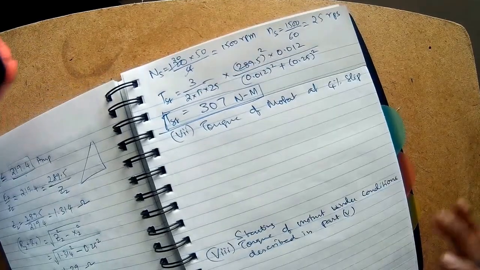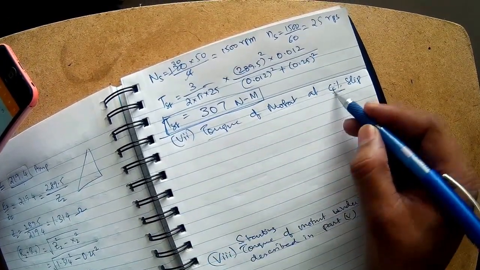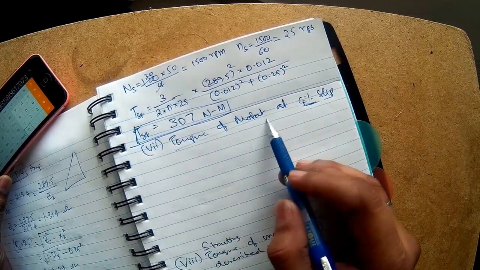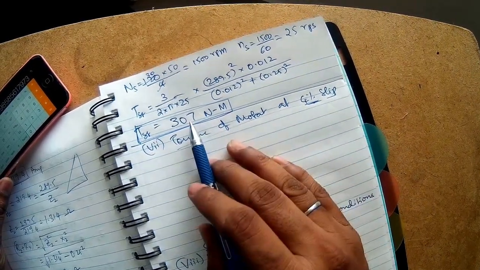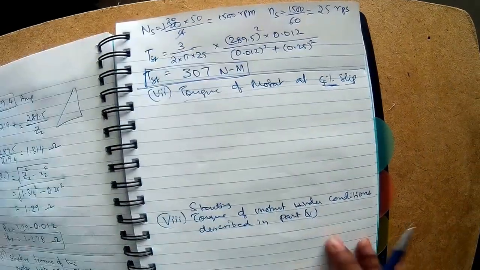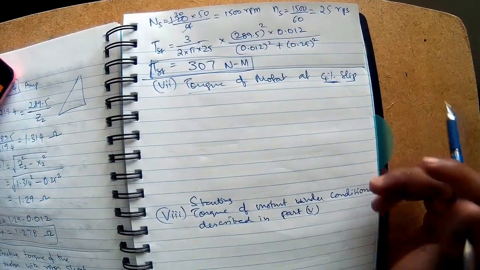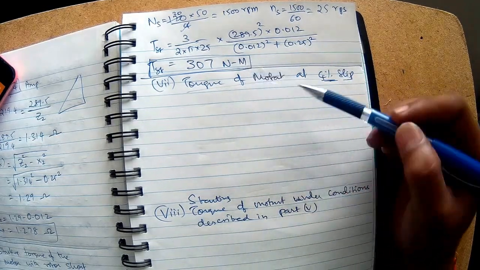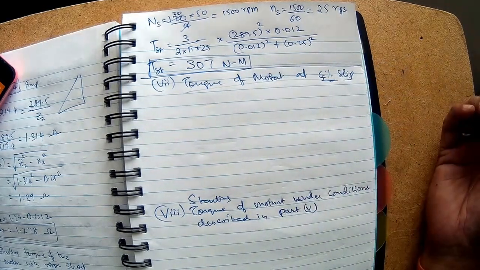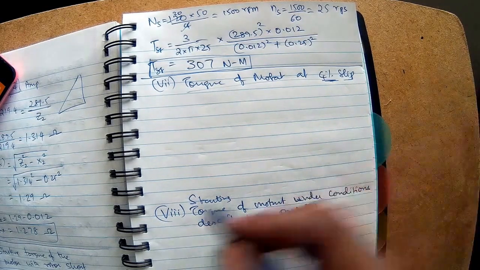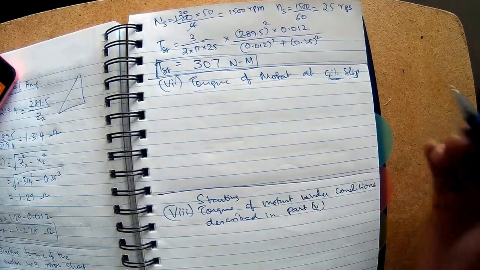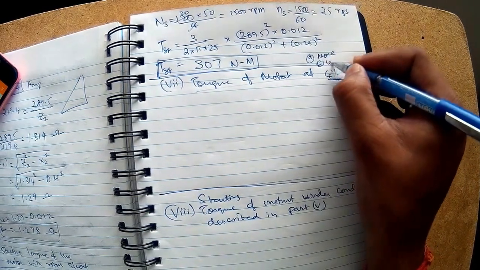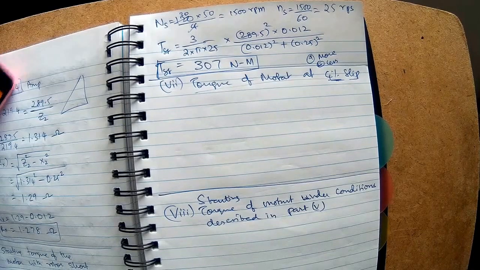Now the question is the torque of the motor at 4% slip. Will the torque of the motor at 4% slip be more than 307 or less than 307? I'll give you a moment to think about it. Will the starting torque be more or the running torque be more at 4% slip? Just think about it. The answer could be A, it is more, and B, it is less. You can again think of C as equal.